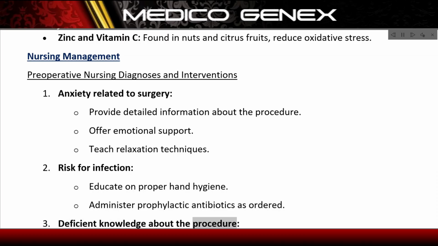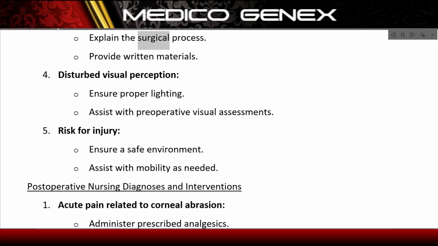Deficient knowledge about the procedure. Explain the surgical process. Provide written materials. Disturbed visual perception. Ensure proper lighting. Assist with preoperative visual assessments. Risk for injury. Ensure a safe environment. Assist with mobility as needed.